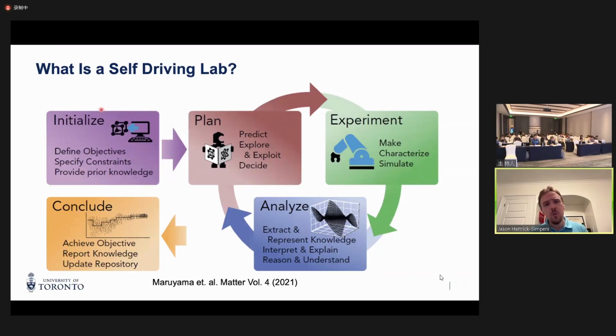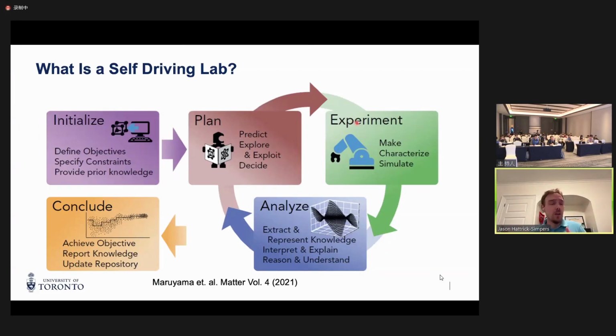And so typically speaking, humans work with computers to initialize experiments, define constraints, what are our objectives, what information can I provide you? The robot is then sort of handed off. The AI then uses that data, trains a model, makes a prediction, uses an acquisition policy to balance between exploration and exploitation, and uses that to decide on what the next experiment to run is.